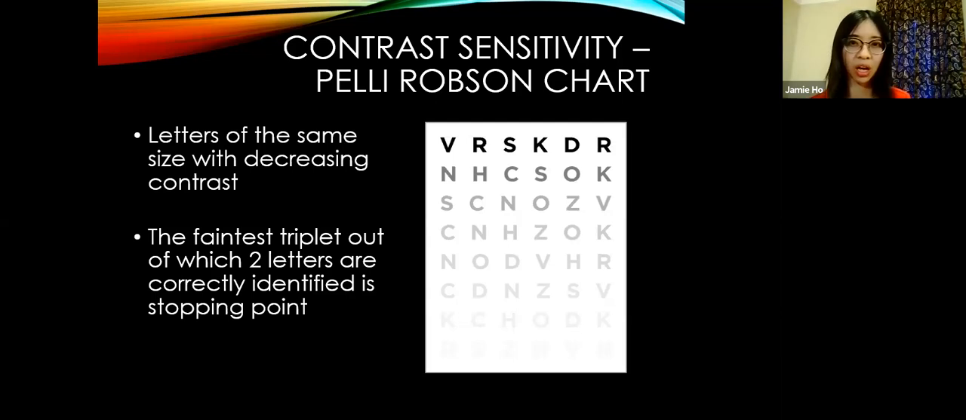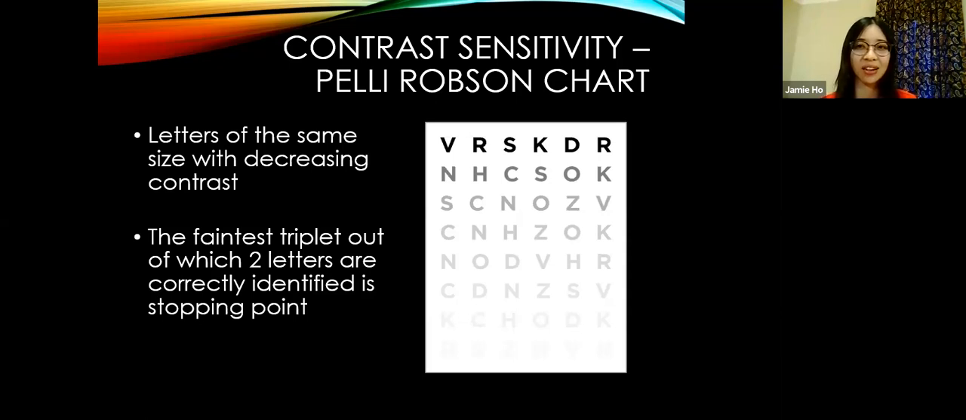Okay, so now we're on to contrast sensitivity. The classic would be a Pelli-Robson chart. For those of you who don't remember this from school, these are letters of the same size with decreasing contrast. Pelli-Robson is not the only type of chart. There's the Lighthouse chart, which I use in my office. There are a lot of variants right now, so there's definitely a big market for contrast sensitivity testing.